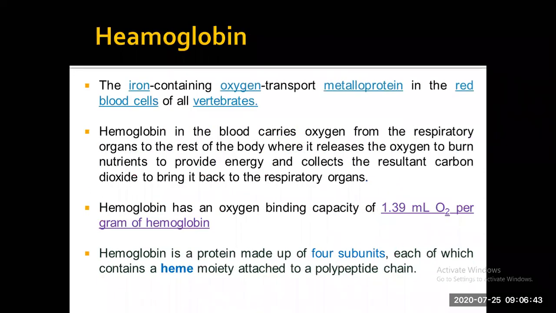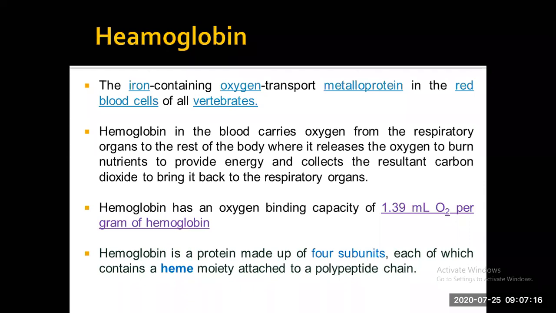Today we will discuss hemoglobin, which is responsible for this transport. This is a very important protein in our body. And you know, blood is composed of three kinds of cells: red blood cells, white blood cells, and platelets. Hemoglobin is the main component of the red blood cell. This is the highest number of cells found in our body.